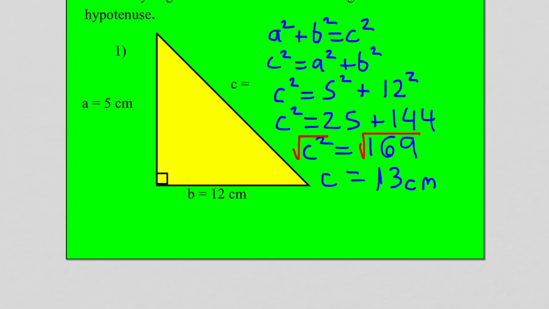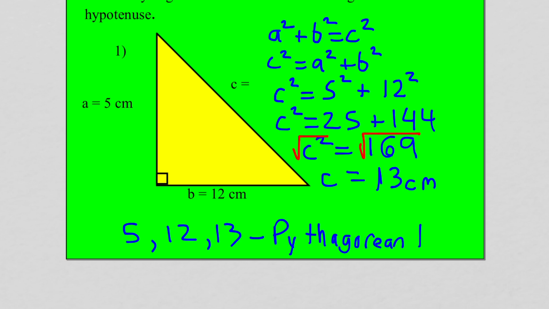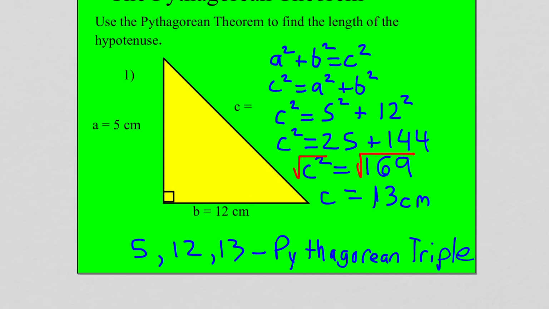So what you would say then is that the sides of this right triangle, 5, 12, and 13, follow the Pythagorean theorem, that the square of this side plus the square of this side equals the square of the hypotenuse. And we call that a Pythagorean triple. Okay, that's how we use the Pythagorean theorem to find the length of the hypotenuse. Let's do a couple more of these.